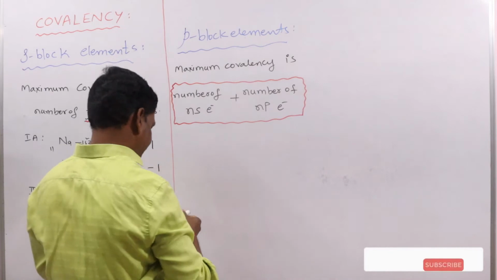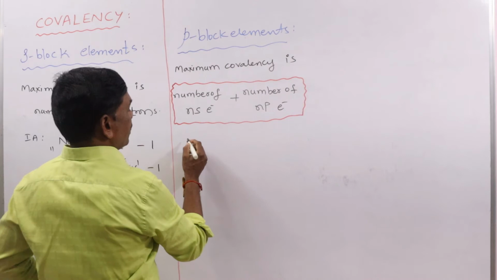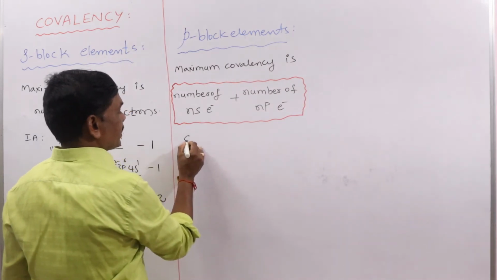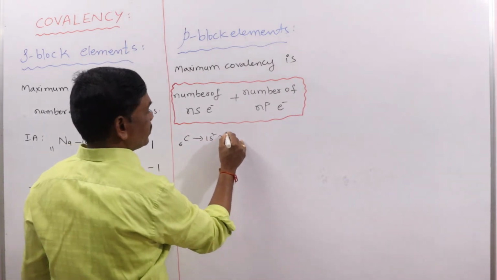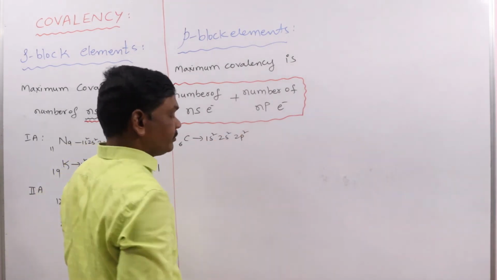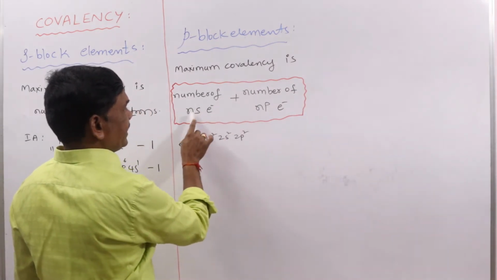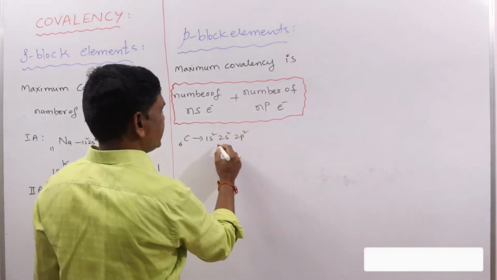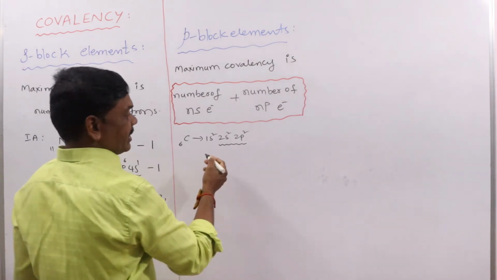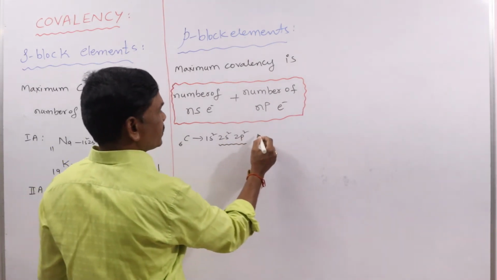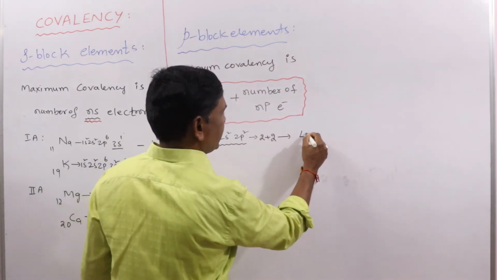For example, carbon: atomic number 6, electronic configuration 1s2, 2s2, 2p2. According to this formula, number of ns electrons plus number of np electrons. This is the outermost electronic configuration. How many electrons are there? 2 plus 2, so maximum covalency 4.